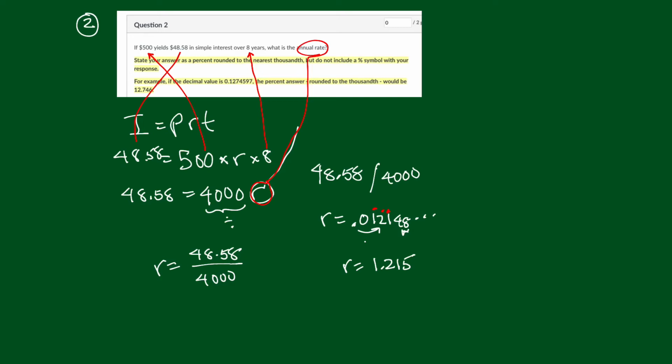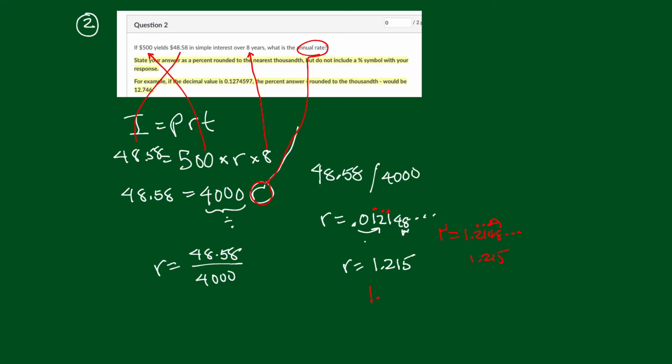Okay, tenths, hundredths. I don't know if I wrote my number right. I'm really down here, right? Here's where I'm at. I'm at R equals 1.2148... tenths, hundredths, thousandths. I'll round that up, so I'll get 1.215.